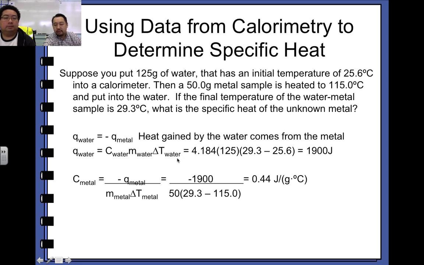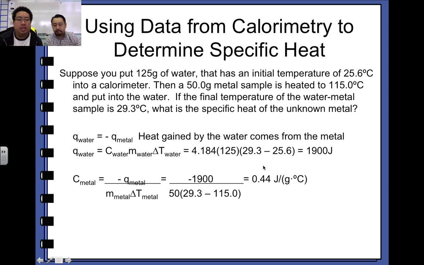A lot of students have difficulty identifying this part. We know that the water started at 25.6, and the final temperature of the water and metal sample is 29.3 degrees Celsius. So it's the difference between those two. When we put all of these factors into the equation, we come out with 1900 joules. Now that's 1900 joules of energy that the water absorbed. If the water absorbed this much, that means that piece of metal that cooled down released this amount of energy.